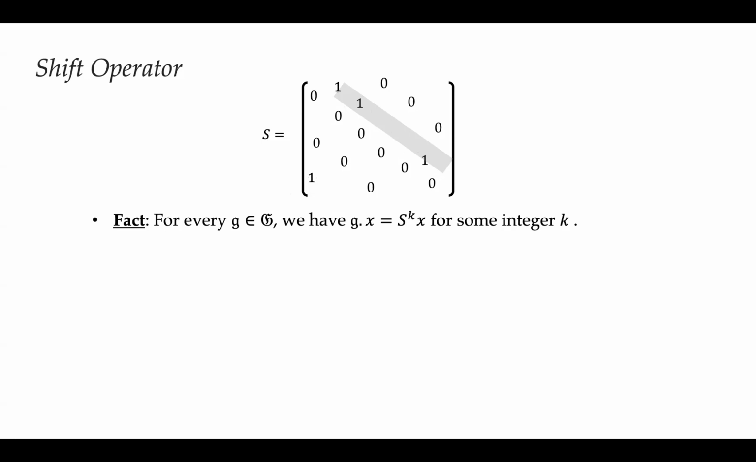Okay, so this is a matrix that is d by d, and I present you a fact: for every element in this cyclic translation group, the action of this translation on a signal can always be written as a power of this shift operator for some integer k. And this I will leave to you as an exercise to verify.